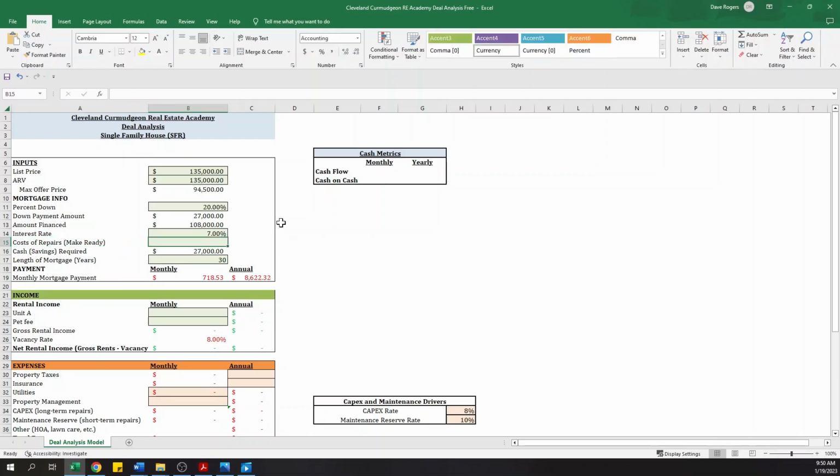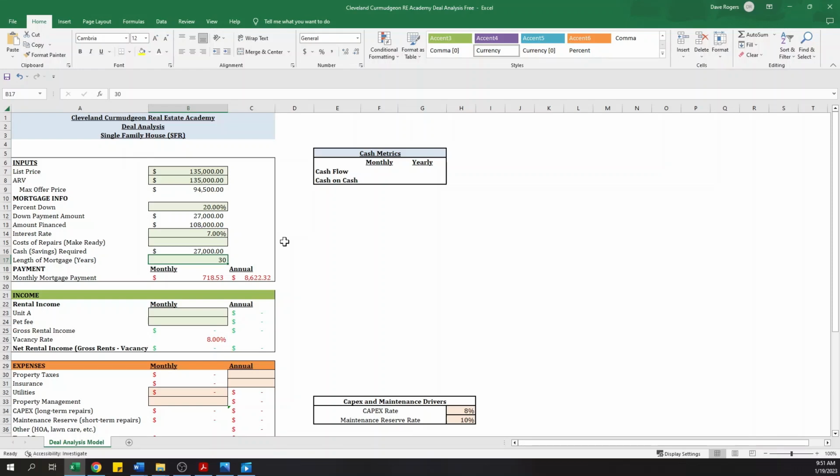Next, line 15 is cost of repairs. This is only if we have a fixer-upper. The house I'm using is in good shape, and I don't anticipate any repairs right away. But if we were buying a house that needed work, we want to type an estimate in here of how much it would cost to fix it up. And that is just going to give us this number here, which is cash or savings required. This is just our down payment, $27,000, plus our cost of repairs. So that tells me I need at least $32,000 in savings to be able to purchase this house and make it ready to rent. We'll leave this blank for this house.